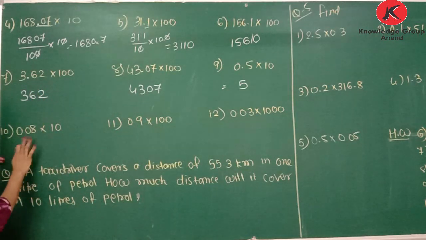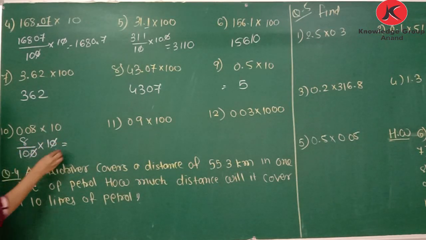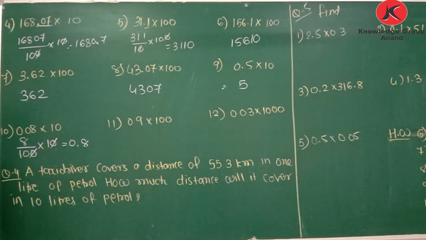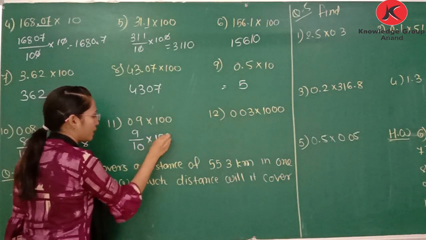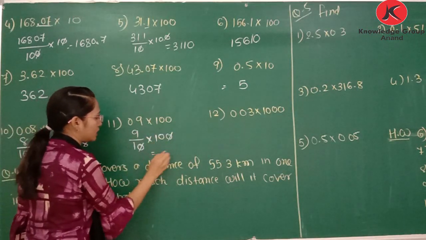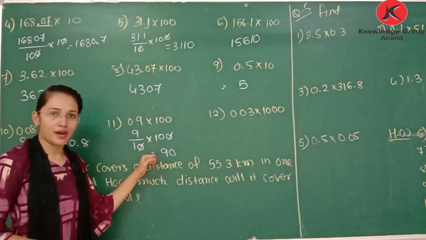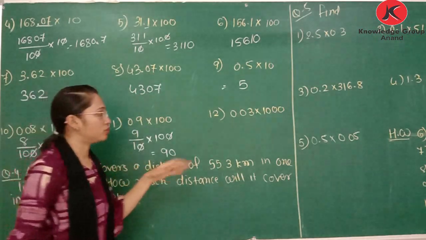Now next one. Again let's perform the previous method. 8 by 100. How to multiply 10? Cancel. 8 by 10 means 0.8. If it is 10 in a multiplication, move one step to the right. So 0.8, that will be your answer. Here 9 by 10 multiply 100. Cancel out. So 90 is the answer. Clear? It is not necessary that because I did it this way in this example, you must also do it this way. Whichever method is easy for you, use that method.